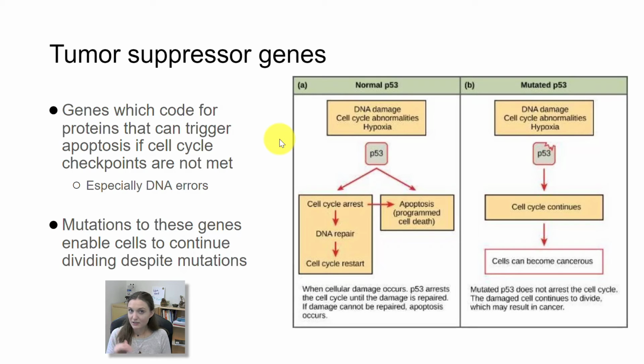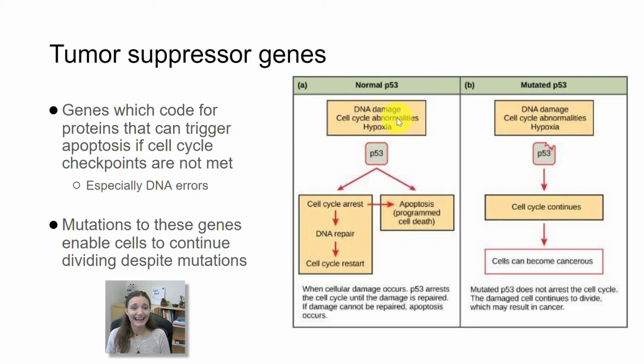If p53 detects DNA damage, if it detects cell cycle abnormalities, something's going on in the cell that's not right, if it detects hypoxia, it basically triggers a pause on that cell cycle. It says, nope, we gotta stop right here and fix whatever's going on. If that repair can't happen, then we trigger what's called apoptosis, which is programmed cell death. So cells have the ability to basically kill themselves off if they're at risk of becoming cancerous, or if they're so damaged that they're not functioning properly, they can trigger apoptosis.